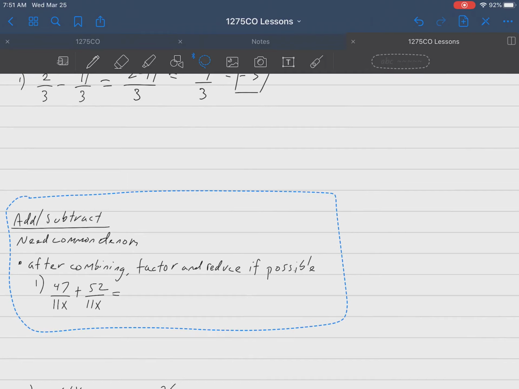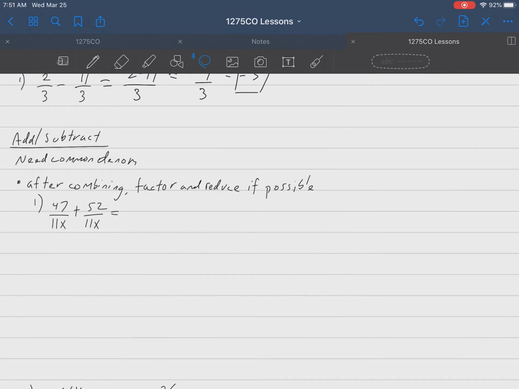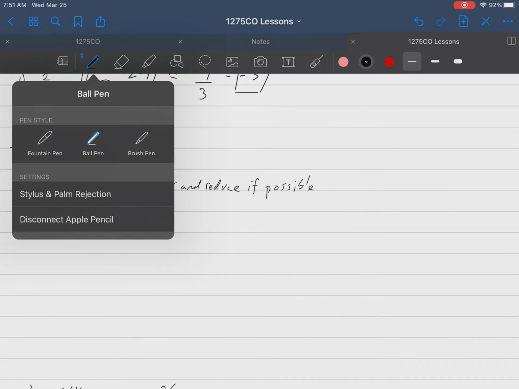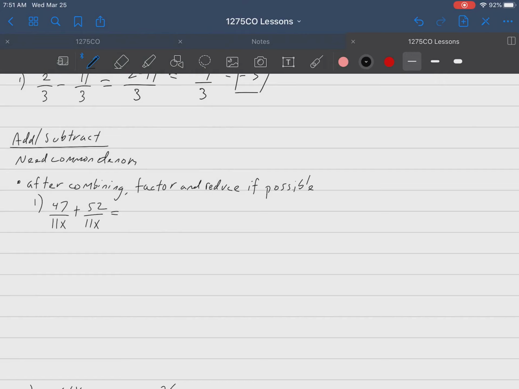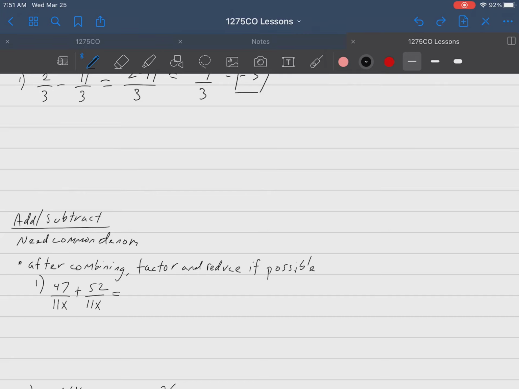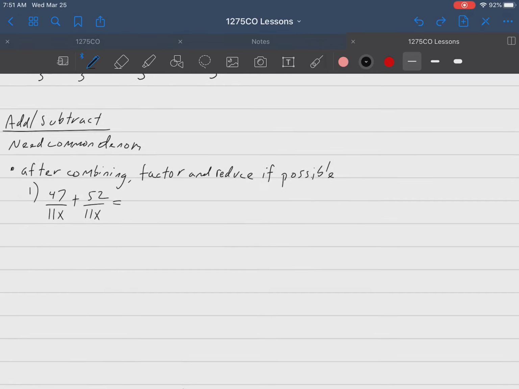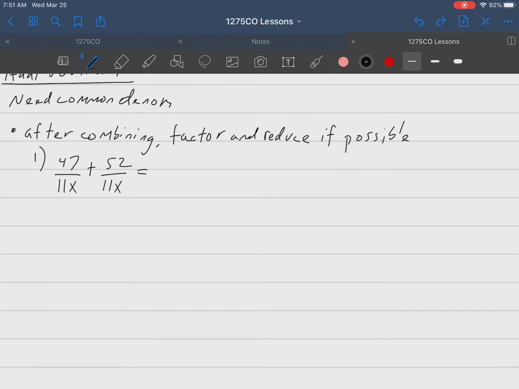Now when rational expressions are involved, same deal, same rules. We just have to worry now about the rules of like terms and all those kinds of things like algebra rules. So you do need a common denominator, and after you combine them, factor and reduce if possible.